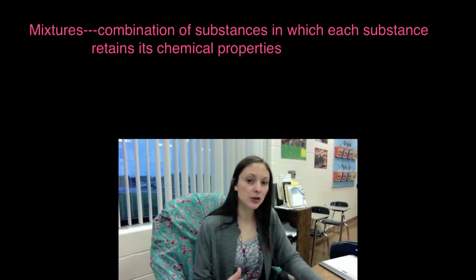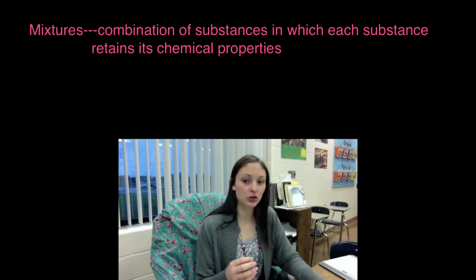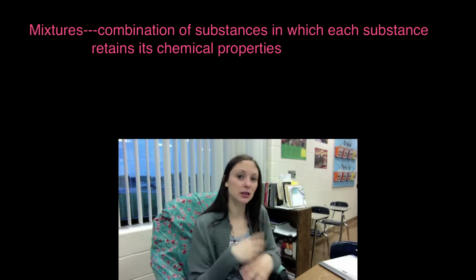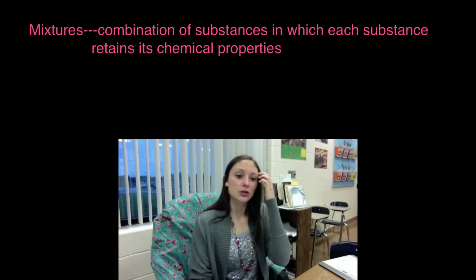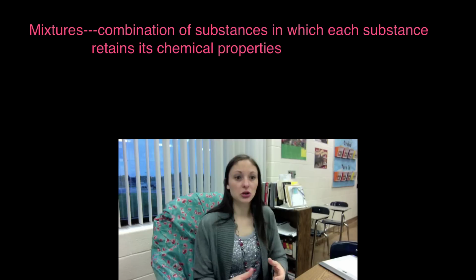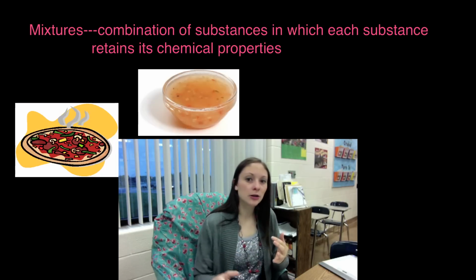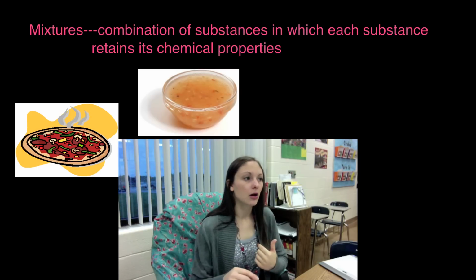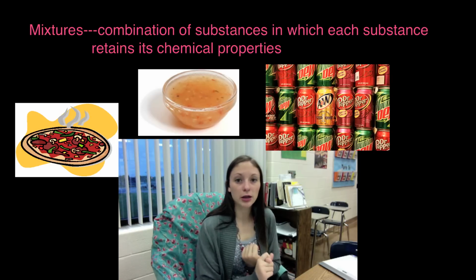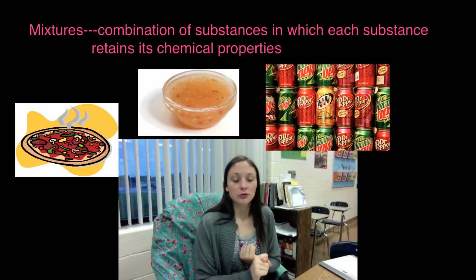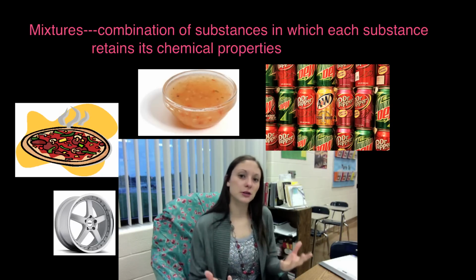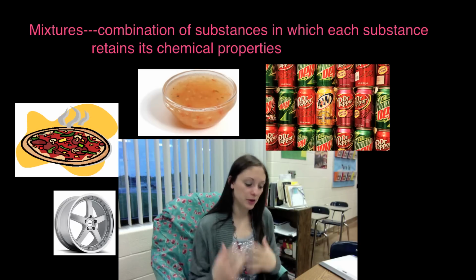So you're not making anything new in the sense that you are changing the actual chemical makeup of whatever you are adding together. You're just mixing them all together. So some examples of the different mixtures are like pizza, Italian dressing, Kool-Aid, pop, the alloy in tire rims, okay? Those are just some basic examples of different types of mixtures.